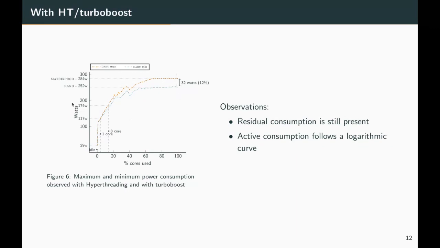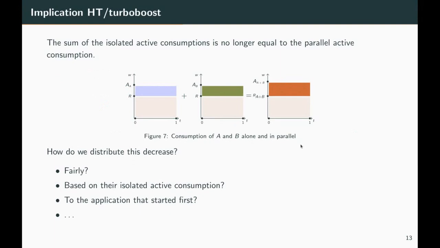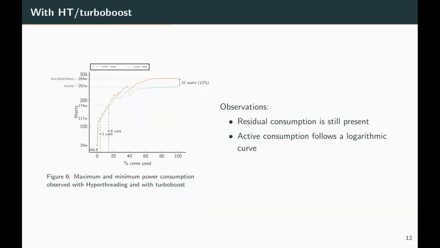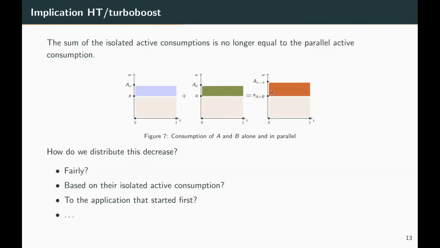Now, as I said, it makes things more complicated, because before, if you had two programs, the blue and the green one, you could take the energy consumed by the blue application when it was running alone, take the energy consumption of the green application when it was running alone, and sum them to get the energy consumption when running both applications at the same time. Here, it's not the case anymore.